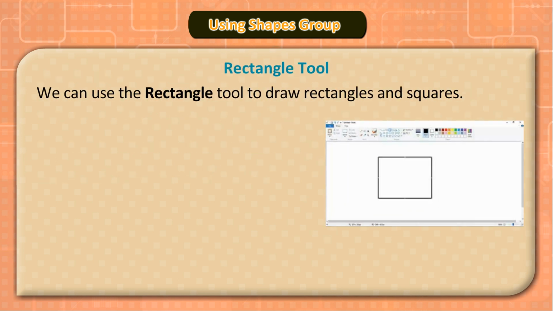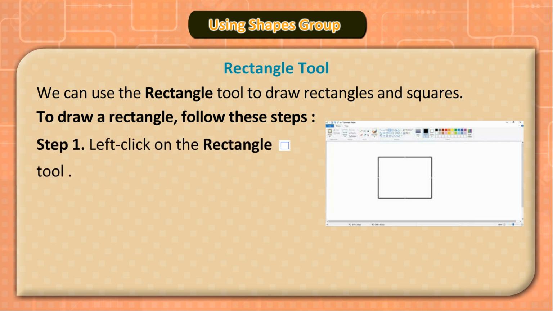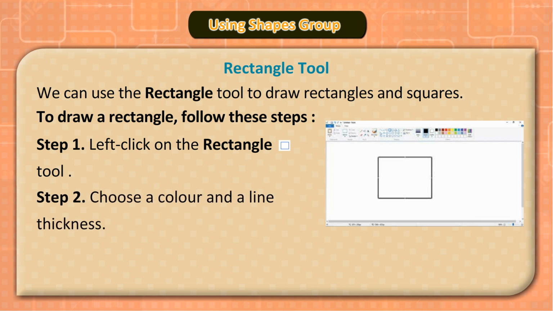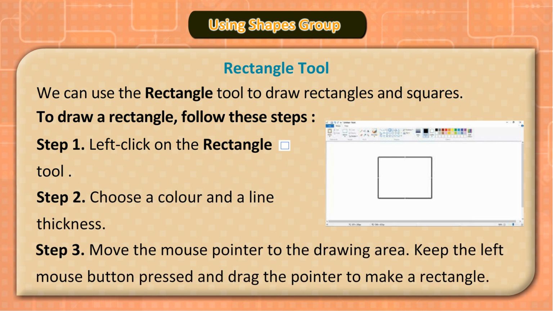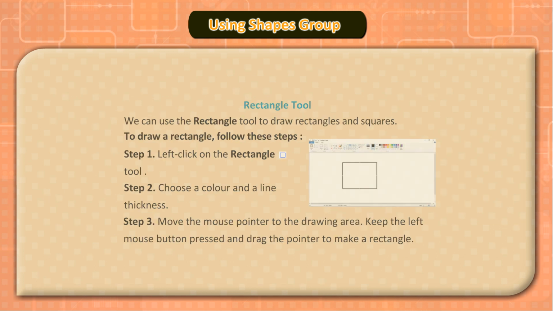Rectangle tool. We can use the Rectangle tool to draw rectangles and squares. To draw a rectangle, follow these steps. Step 1. Left-click on the Rectangle tool. Step 2. Choose a color and a line thickness. Step 3. Move the mouse pointer to the drawing area. Keep the left mouse button pressed and drag the pointer to make a rectangle.